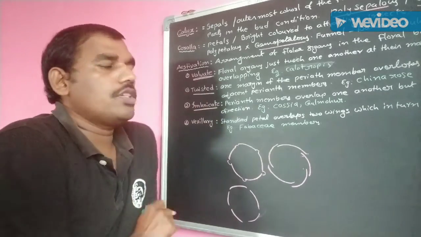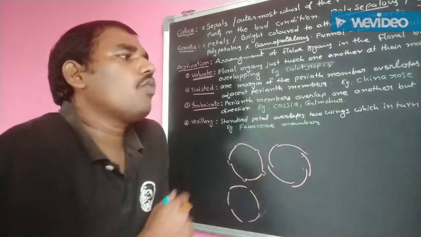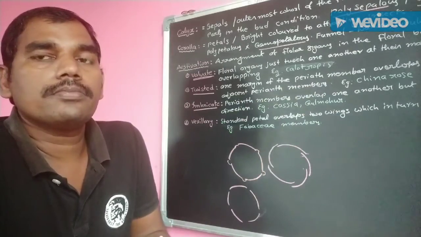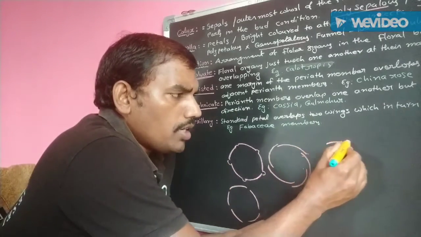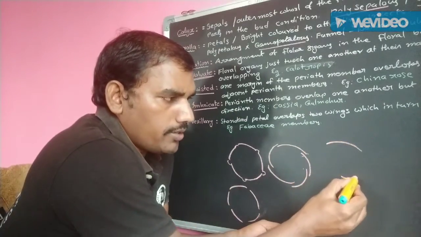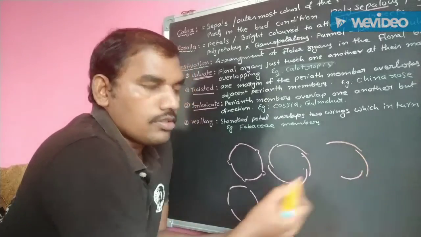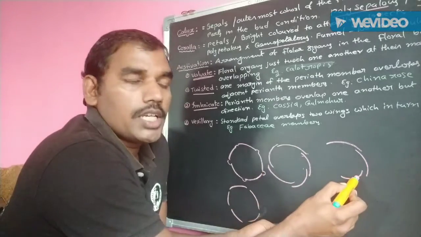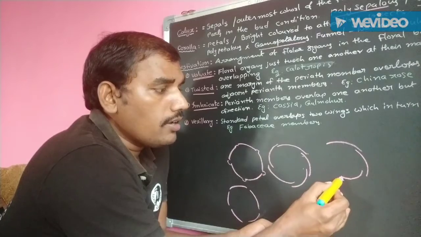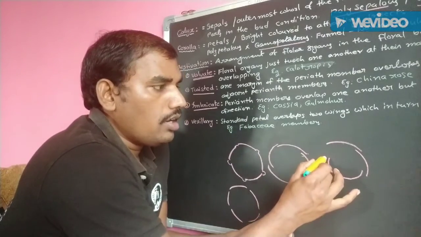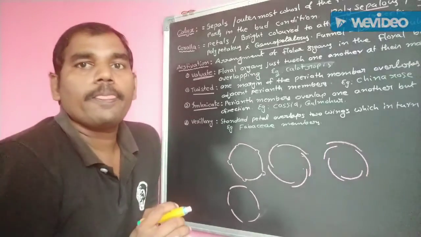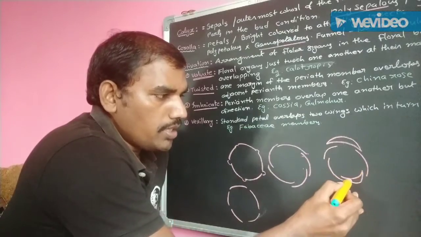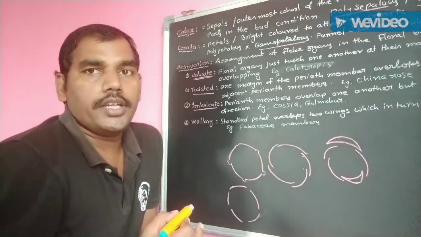One, imbricate aestivation. In this, the perianth members overlap one another but not in any particular direction. This means, suppose one is completely outer and one completely inner. Okay, one perianth is completely outer, another perianth is completely inner. The remaining is outer, inner, outer, inner. Okay, this perianth is completely outer, this perianth is completely inner, the remaining is outer, inner, outer, inner.